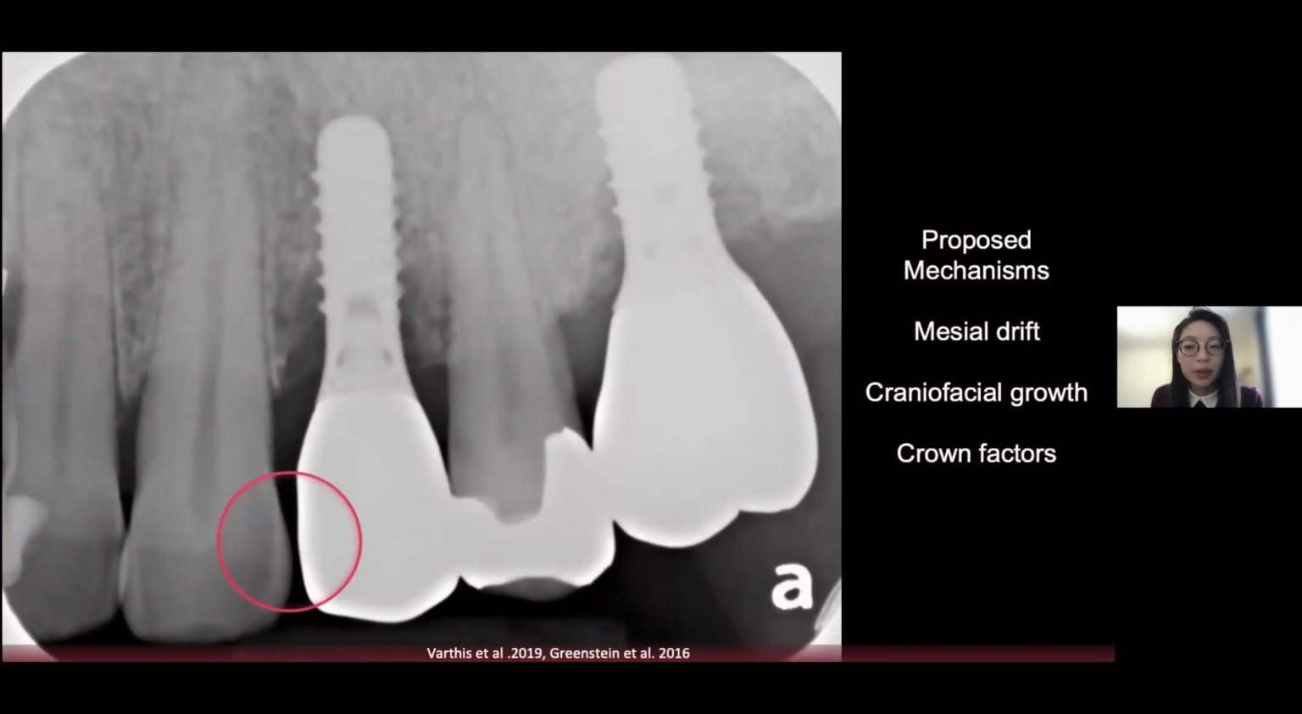There are a variety of proposed mechanisms for contact loss, but the most widely accepted theory is that the wear of interproximal tooth surfaces results in mesial drift of natural teeth to close the space, which in combination with the essential ankylosis of dental implants results in an open contact. Other commonly proposed explanations include continued craniofacial growth in adulthood and crown-related factors.